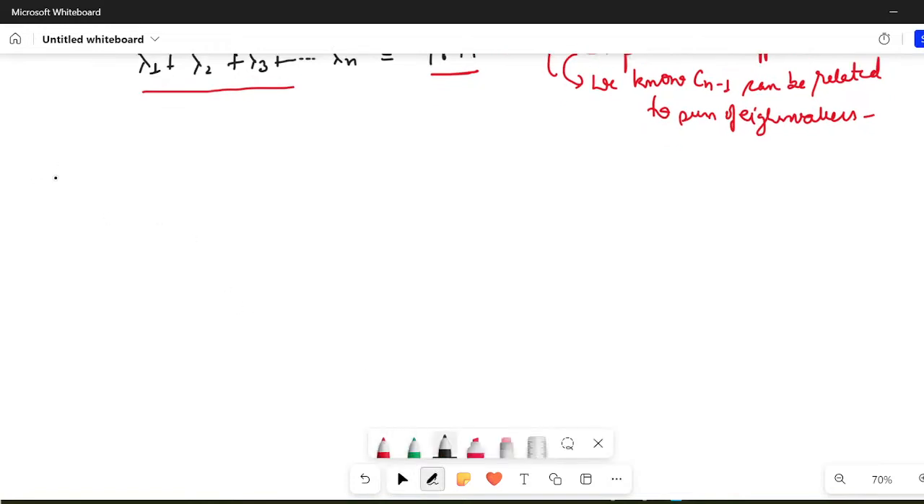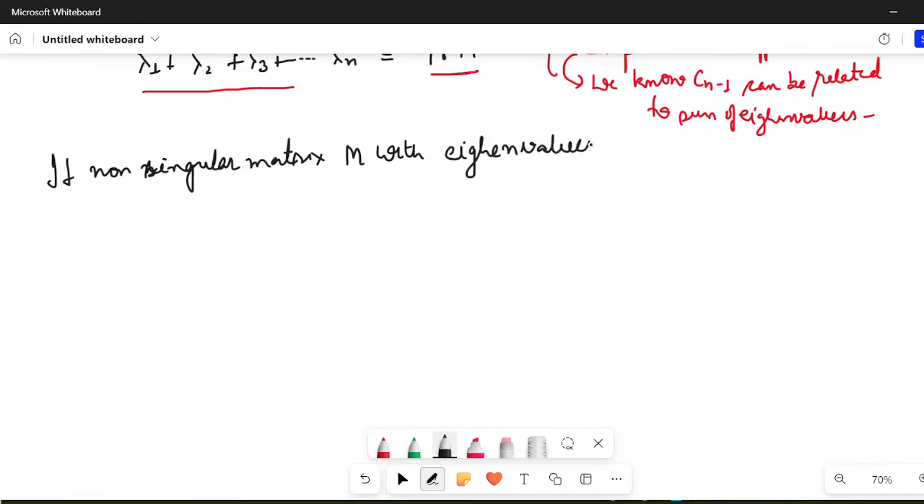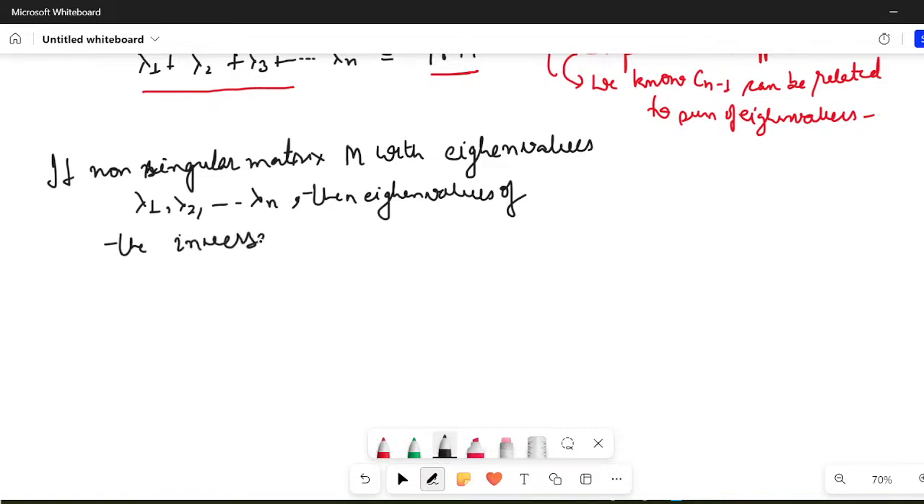Now one important result is that if the matrix M is non-singular, that is, if we have a non-singular matrix M with eigenvalues lambda 1, lambda 2, ..., lambda n, then the eigenvalues of the inverse of M are 1 upon lambda 1, 1 upon lambda 2, ..., 1 upon lambda n respectively.